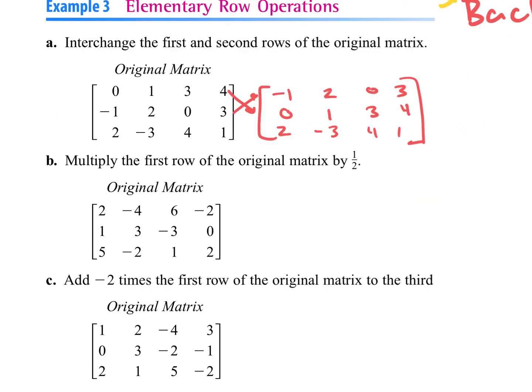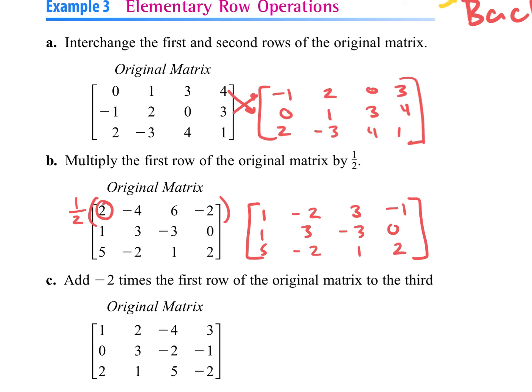Okay, and B says multiply the first row of the original matrix by 1/2. So we're multiplying this by 1/2. Again, we ideally want a 1 to be in this spot here. So if we have a number other than 1, we can multiply by some number to change it to be 1. So we multiply by 1/2. This gives us 1, -2, 3, and -1 in our first row. And then the other 2 rows stay the same: 1, 3, -3, 0, 5, -2, 1, and 2.